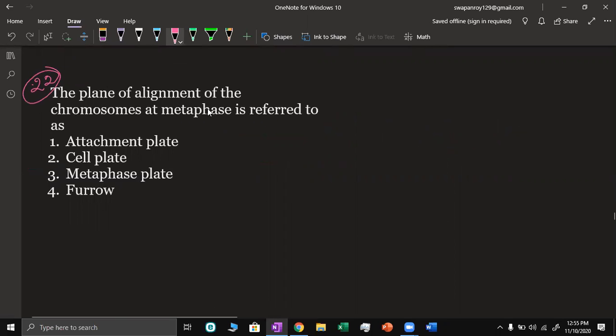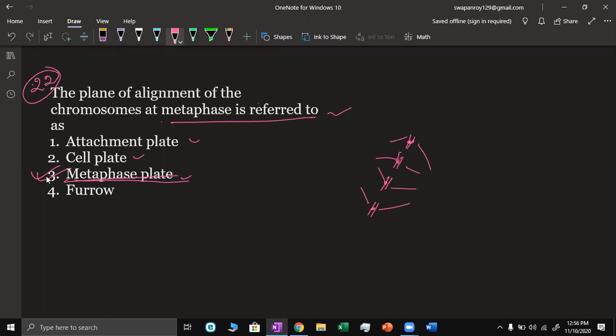22. The plane of alignment of chromosome at metaphase is referred as attachment plate, cell plate, or metaphasic plate? When the chromosomes are aligned at the equator, the equatorial plane, this structure we call the metaphasic plate, right?